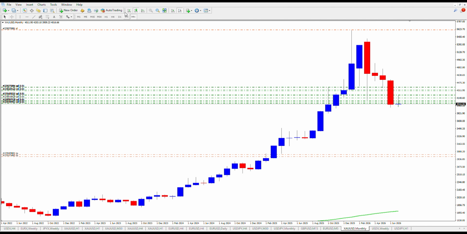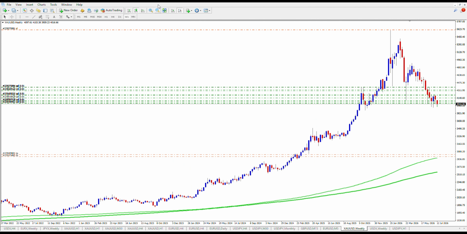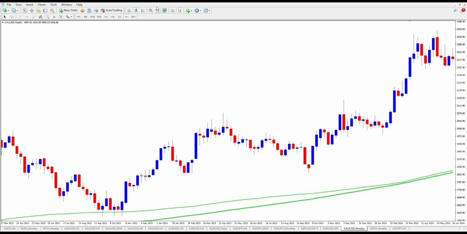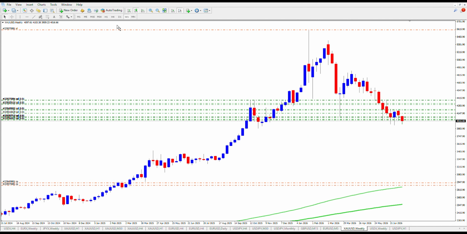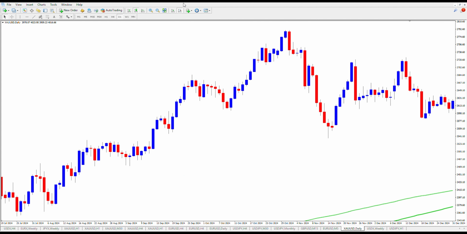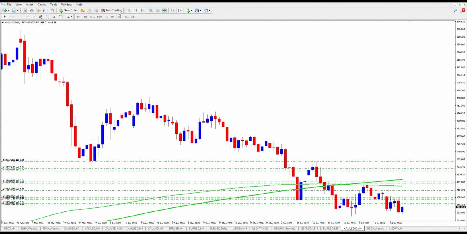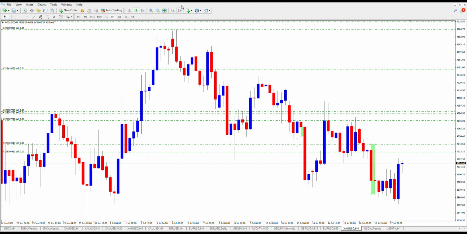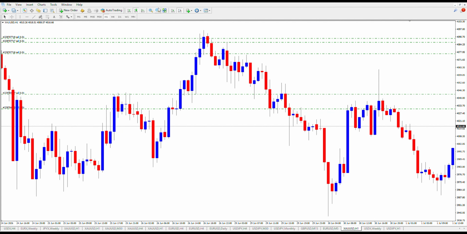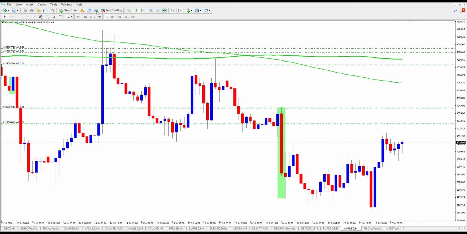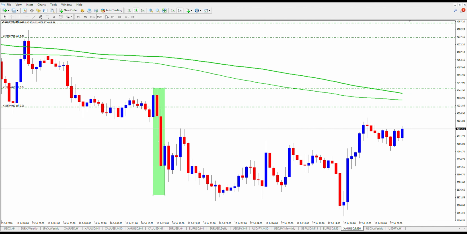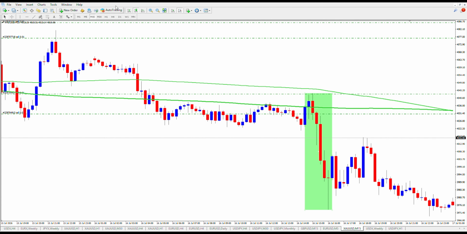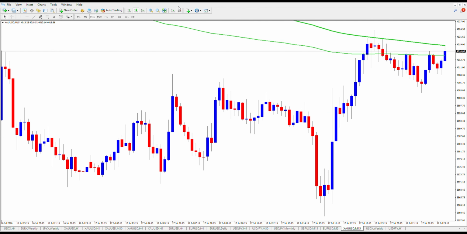This is the monthly time frame. This is the weekly time frame. Let me zoom in for a close-up. This is the weekly time frame. This is the daily time frame. This is the 4 hour time frame. This is the 1 hour time frame. This is the 30 minute time frame. This is the 15 minute time frame, the close of the week.